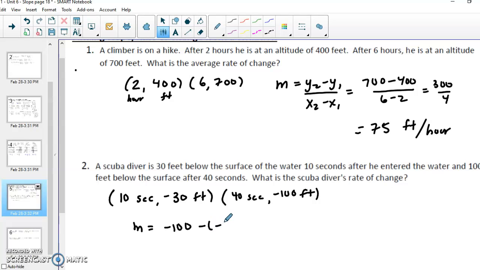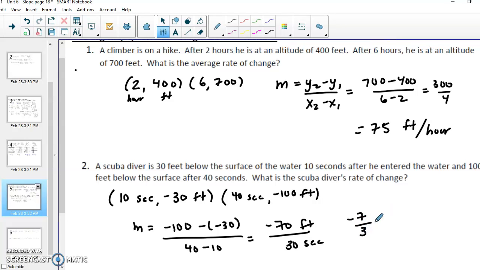-100 minus -30 over 40 minus 10. All right, -100 plus 30 is -70 feet in 30 seconds. You can leave it like this, or you can convert to a unit rate. So -7/3 feet per second.